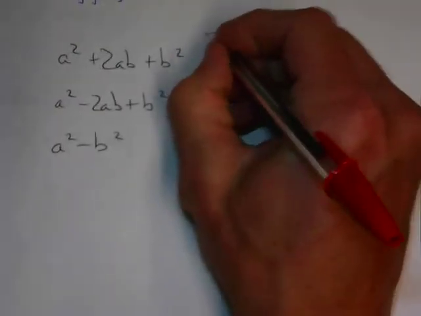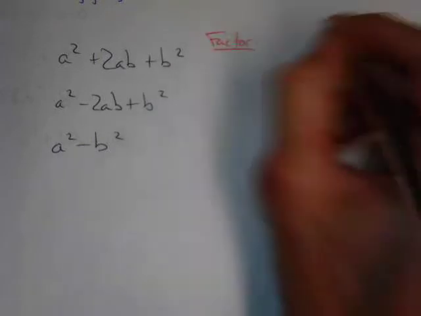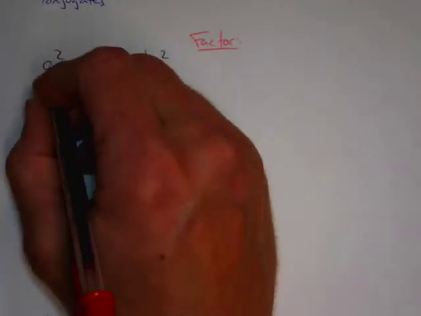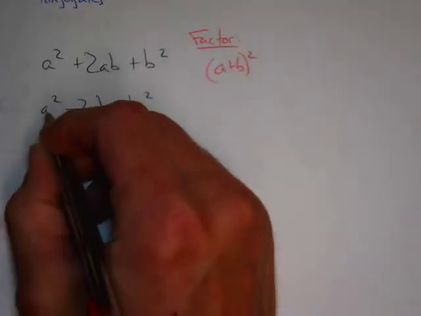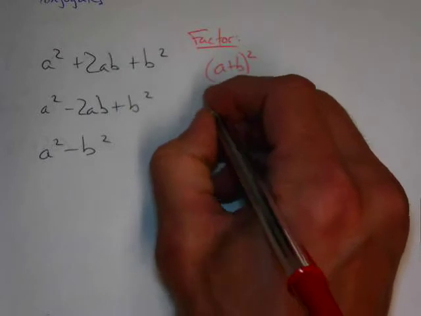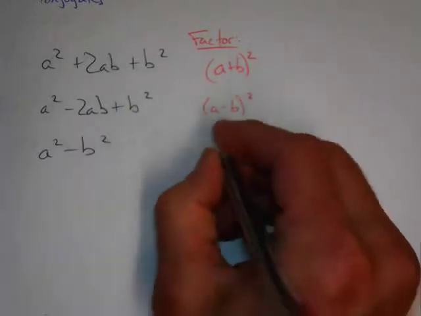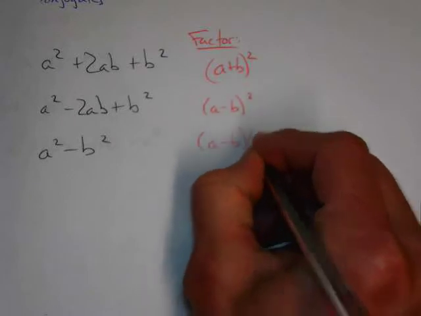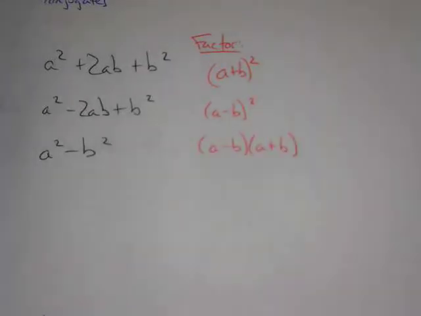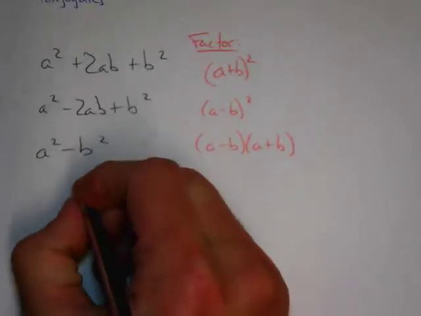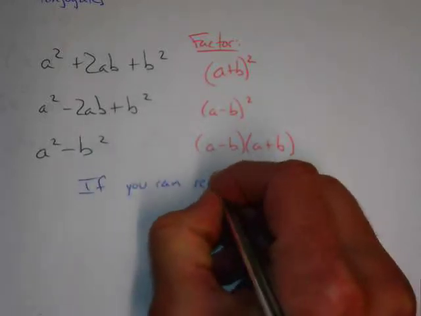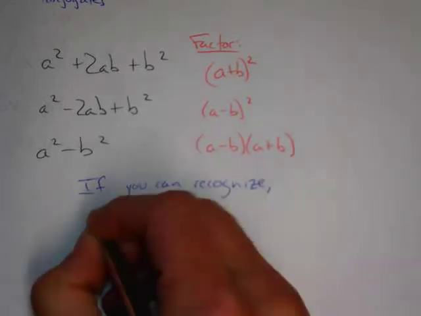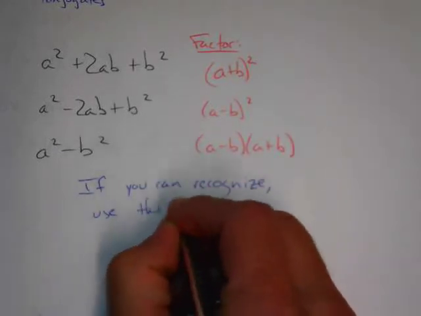So if we factor all of these special polynomials, if it's a squared plus 2ab plus b squared, we end up with (a plus b) squared. If it's a squared minus 2ab plus b squared, then (a minus b) squared. And a squared minus b squared factors into conjugates, (a minus b)(a plus b). Everything is about recognition. So if you can recognize it, you can use the shortcut. So that's the note: if you can recognize it, use the shortcut.